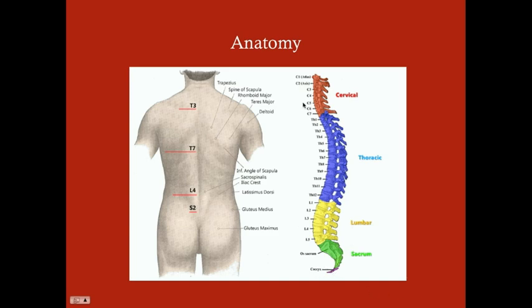the coccyx. The way I like to remember the 7, 12, and 5, cervical, thoracic, and lumbar, is that you wake up at 7 in the morning and have breakfast, you have lunch at 12 in the afternoon, and you have dinner at 5 o'clock in the evening. So 7, 12, and 5, cervical, thoracic, and lumbar.